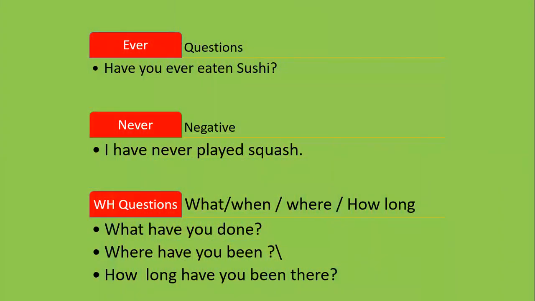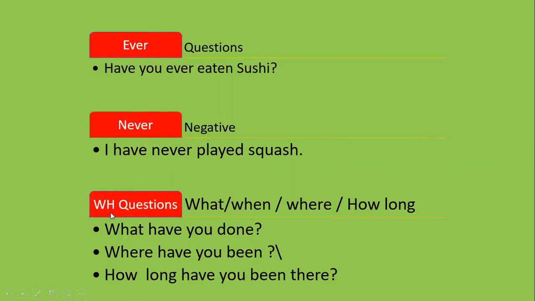Other keywords that we use with the present perfect are ever. And ever is usually used in questions like, have you ever eaten sushi? Have you ever played squash? Have you ever visited England? Have or has, for example, has she ever cooked lunch? Has she ever cleaned her room? Never means I haven't done this all my life, not even once. Like I have never played squash. So we have ever and never. You have just, already, yet, ever, never.